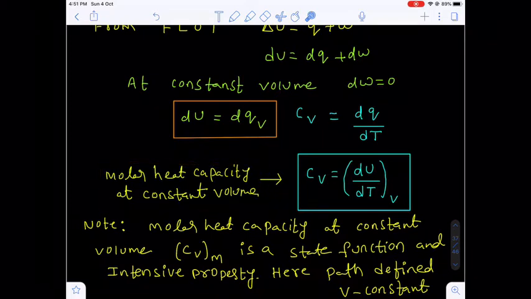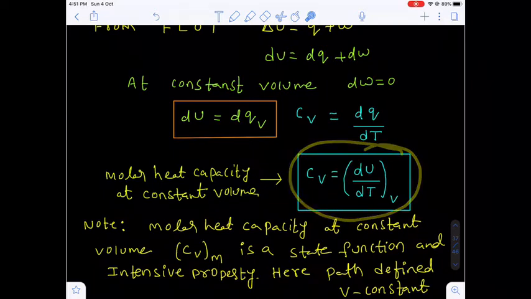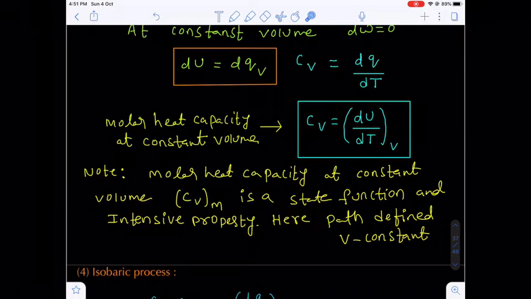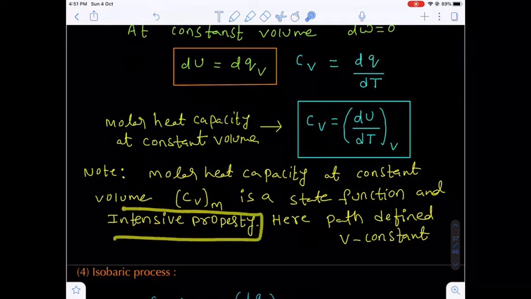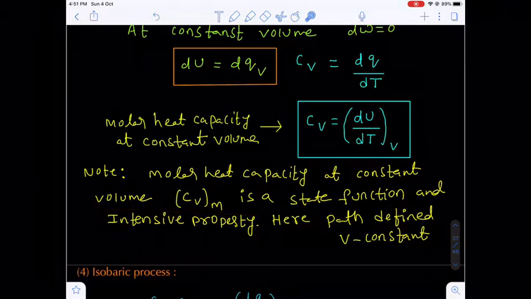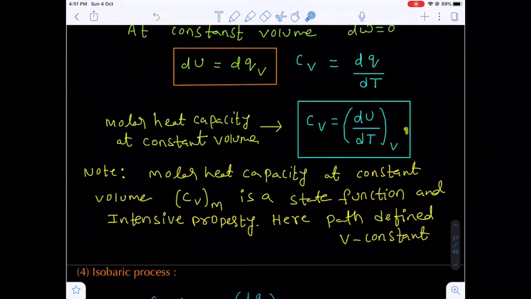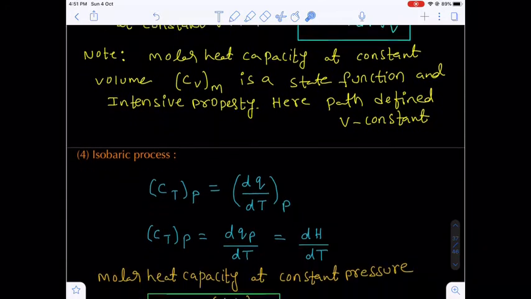What is the molar heat capacity formula? Cv will be equal to dU by dT at constant volume. Do you know molar heat capacity corresponds to 1 mole of a substance? Okay. And also molar heat capacity is a state function as well as an intensive property. We know any extensive property expressed per mole or per gram will become intensive, and also it is path defined. What is the path defined here? Volume constant. Path defined means here volume is constant.